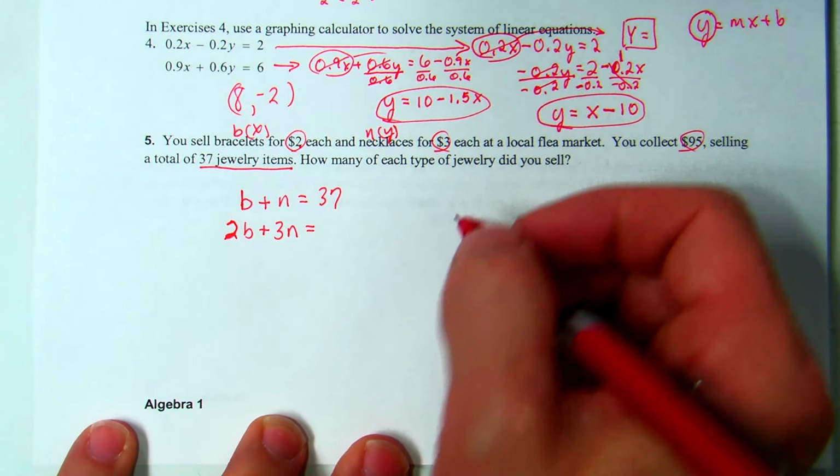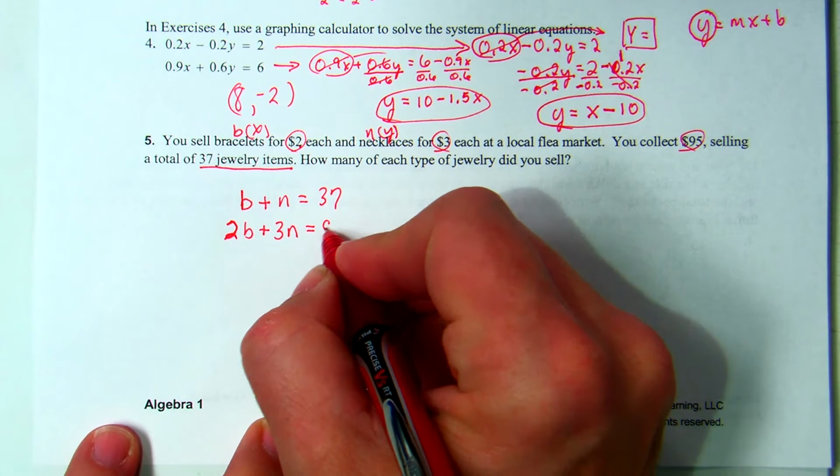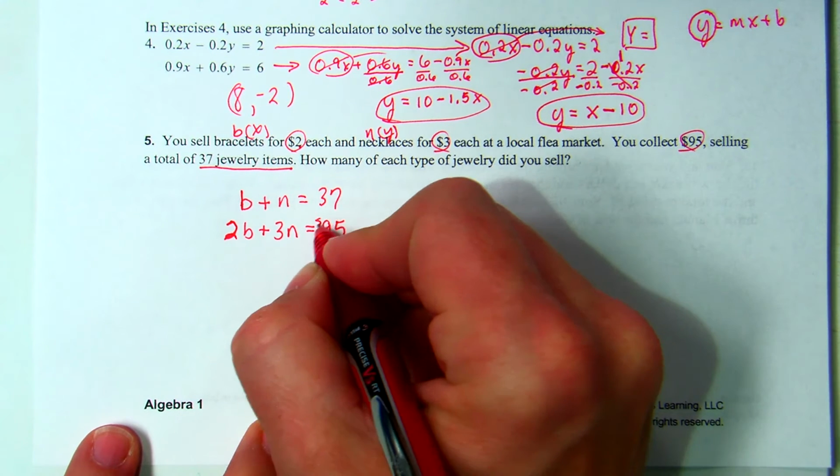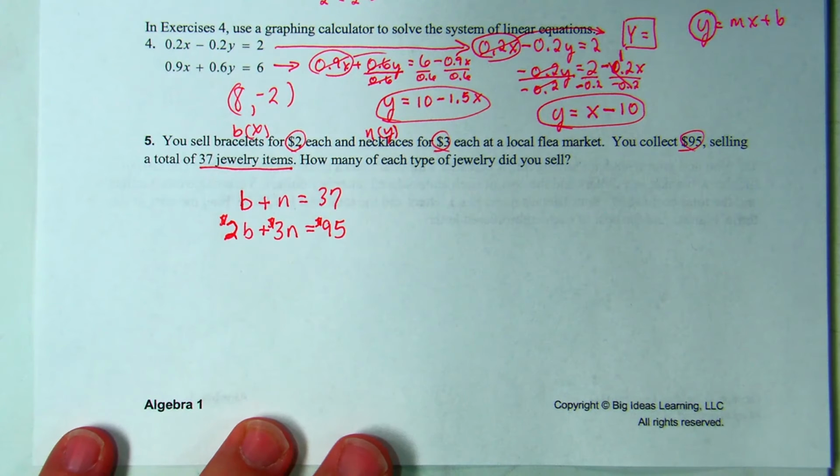Again, we don't know what n is, but we can put that in here. We know that when we add those up, we're supposed to have $95. And if it helps you to put the little dollar signs there to know that you've put the right numbers in the right equation, that might help you out.